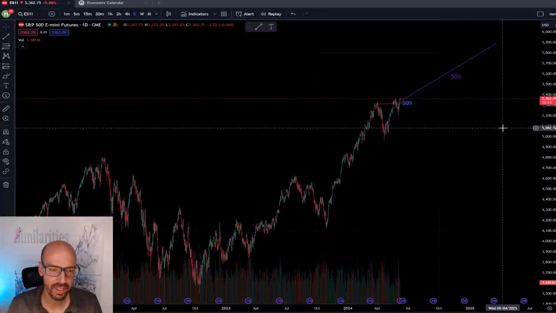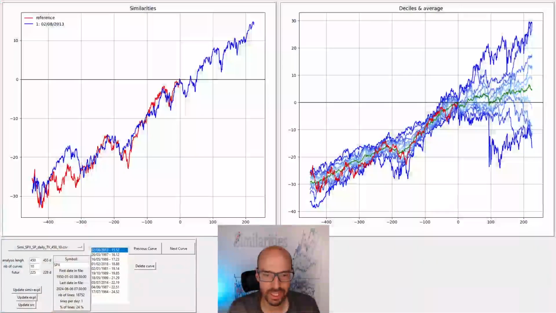SP500, I have an indication of 10% up for the next 200 days. That's my purple line there. And, well, that's my similarities analysis that we are going to see right now. So this method takes the last period as a reference and looks into the past to find some similar patterns to have some indication on the future.